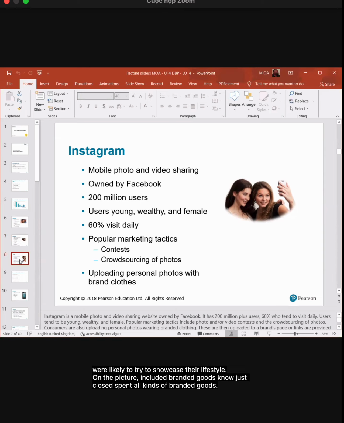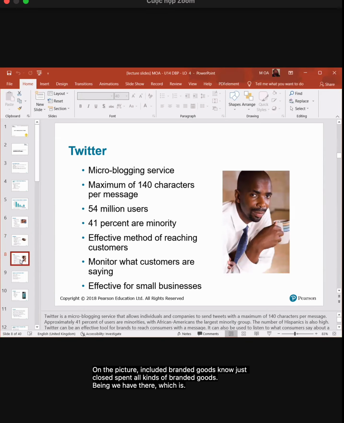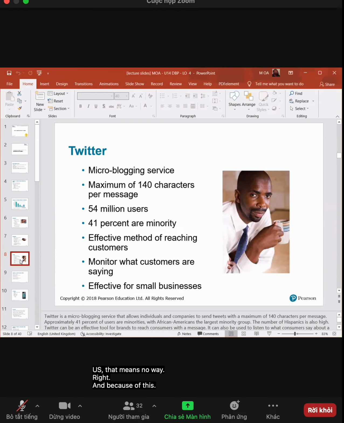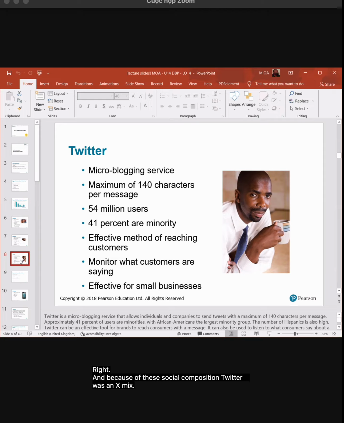Then we have Twitter, which is the micro-blogging service. It used to be restricted to 140 characters. Nowadays, of course, you can have a few more words than that. And again, at the time of the book, there were 54 million users, 41% of which were minority, which in the US means non-whites, right? Because of this social composition, Twitter was an excellent tool to reach that part of the market, right? People who on other occasions would not be found.